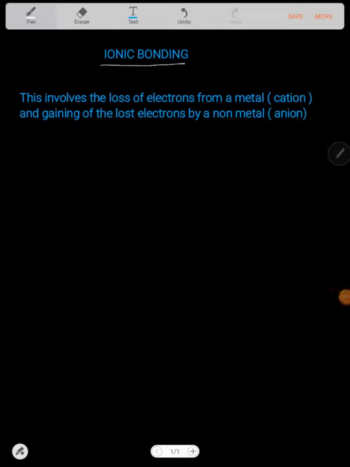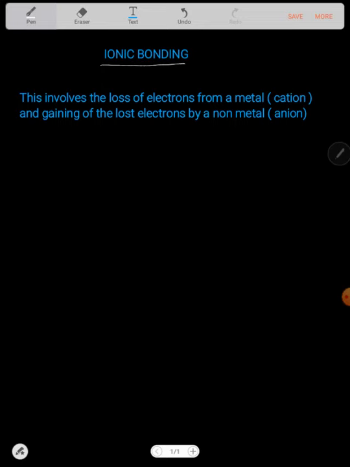Hello. In this video, we'll look at ionic bonding. In the previous work, we've been looking at covalent bonding, which occurs between nonmetals and involves the sharing of electrons. Here we are talking about no more sharing of electrons, but a transfer of electrons. Electrons are being transferred from one element to the other.